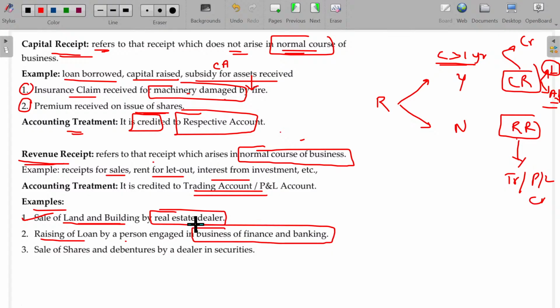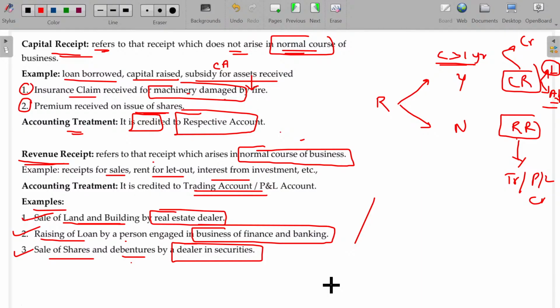Okay. Raising a loan by a person engaged in the business of financing and banking. Loan is actually of capital nature, but I'm involved in the lending and borrowing business only. Then it's my regular income. And sale of shares and debentures by a dealer in securities. I'm involved in the buying and selling of the shares itself. So all these things are my regular business activity. So it will be considered as revenue nature, revenue receipts. Hope now you'll be able to understand. Clear?